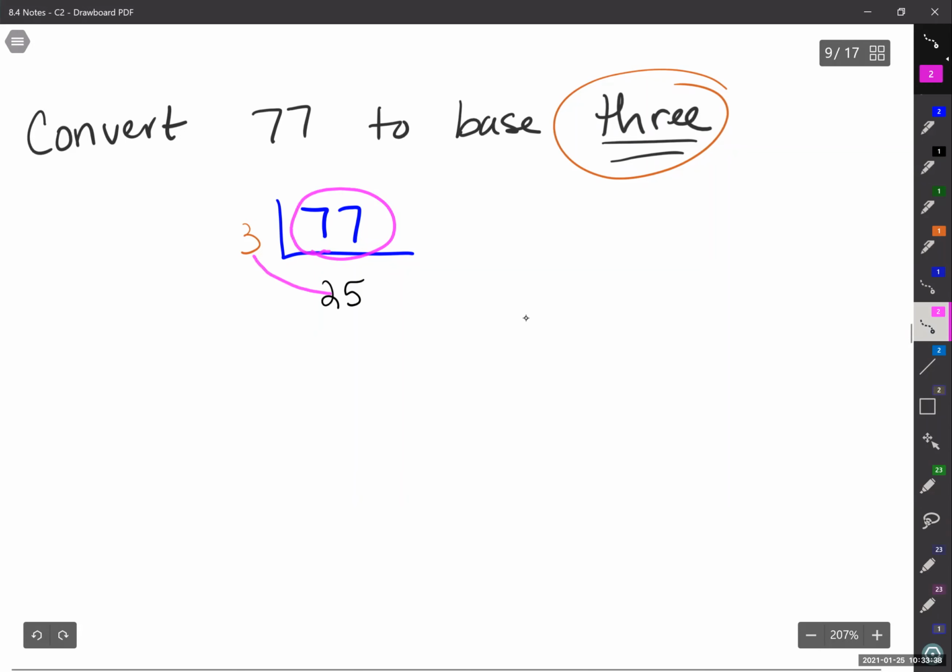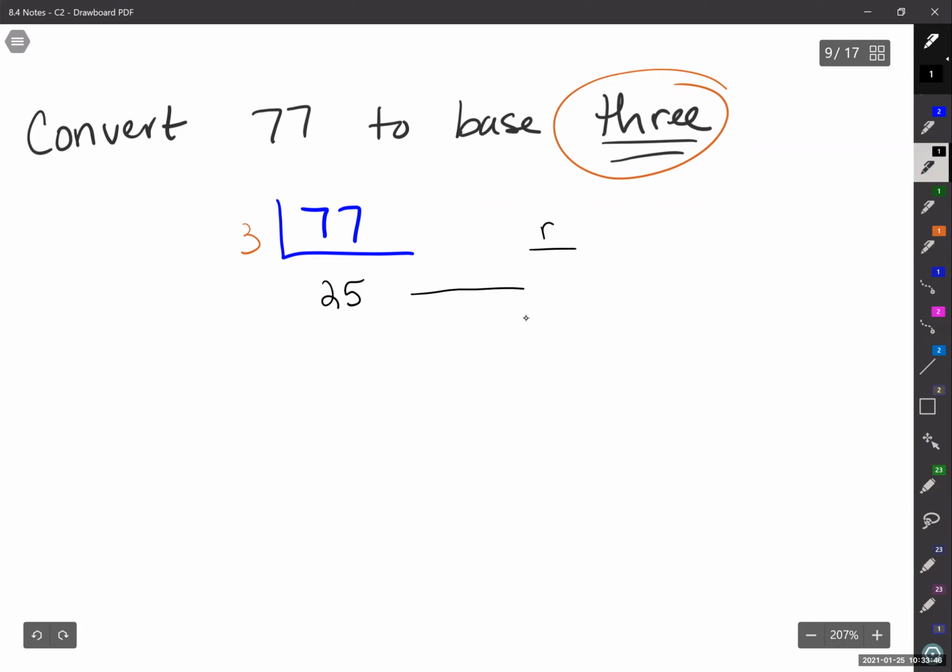We just got 3 times 25, which is 75. So how much more do we need left over to reach our goal? Do you all agree? 2? Good. So that's our remainder of 2. And you'll see the 0.666 had nothing to do with the 2. Don't think the decimal's related. And then you just keep repeating.